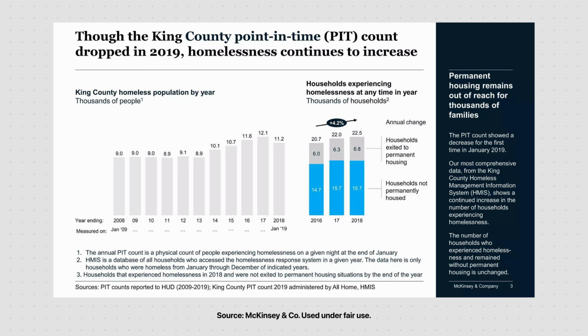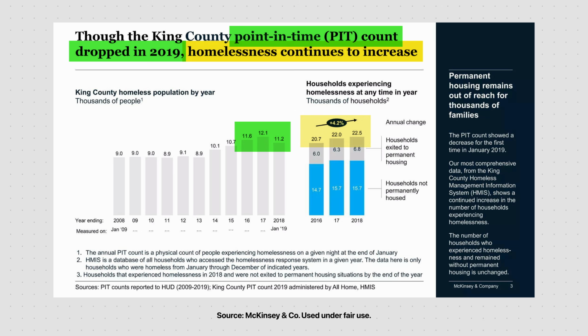So in our McKinsey example, you can see that it says, though the King County point in time count dropped in 2019, homelessness continues to increase. So we're looking for data to support the drop in 2019 and then the continued increase. And here on the left, we can see the drop, and here on the right, we can see it continues to increase. And that's what I'm talking about. Everything in the action title is fully supported by data in the slide body. And if you do that for every slide in your presentation, there is nothing in your storyline that can be disputed by the executive.